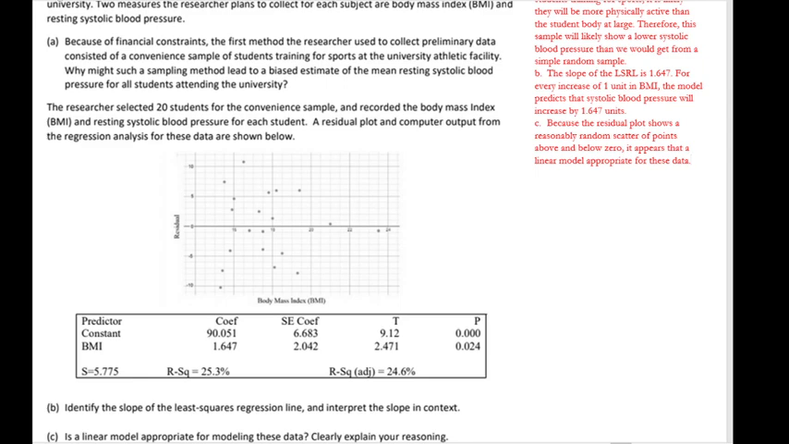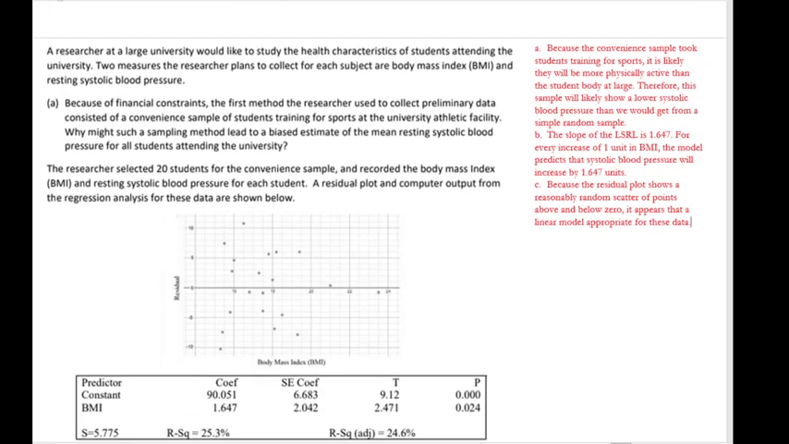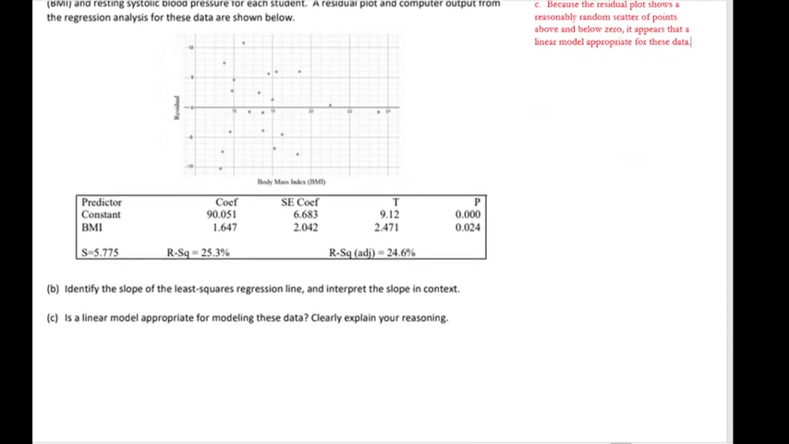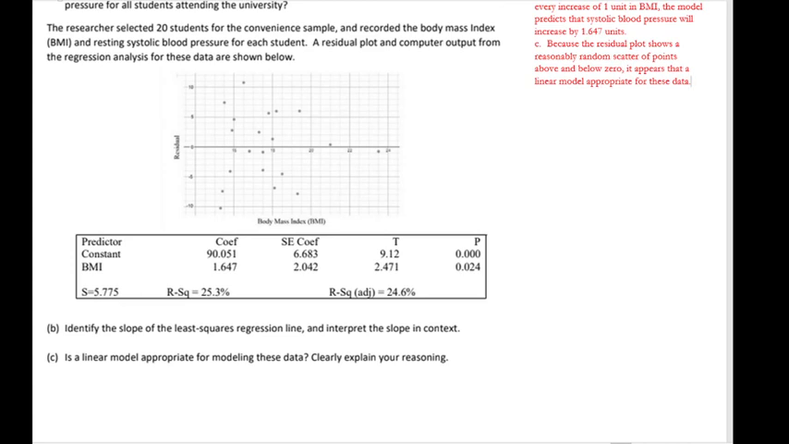Looking at the R squared, 25.3% R squared is not great. So what this shows here is that this model, although it's appropriate, it's not got great predictive power. So that's what's going on there.